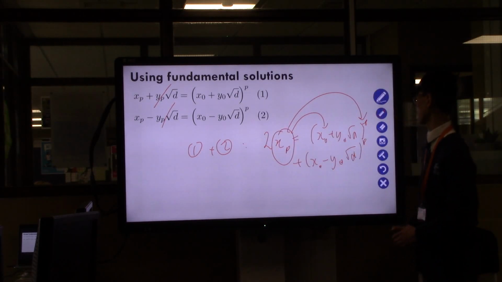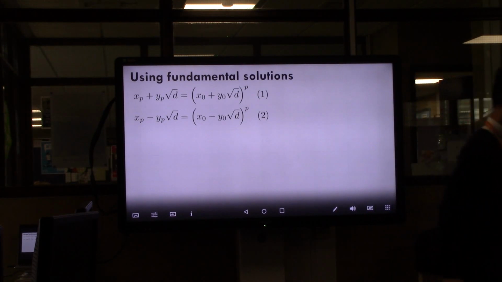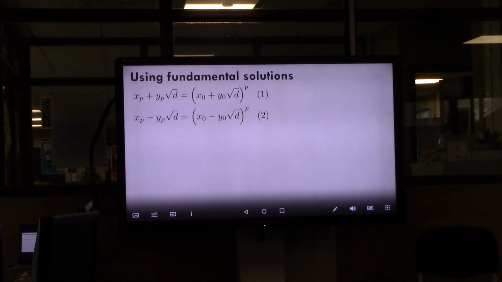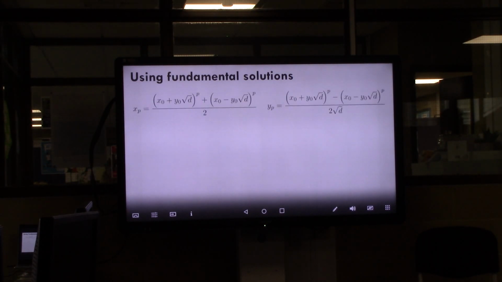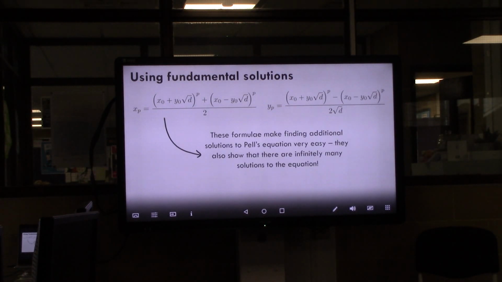And we could do the same for equation 1 minus equation 2. So we can cancel out the xp terms, and we can gain an equation with yp as its subject. And these formulas make finding additional solutions to the equation very easy once you know what your fundamental solutions are.